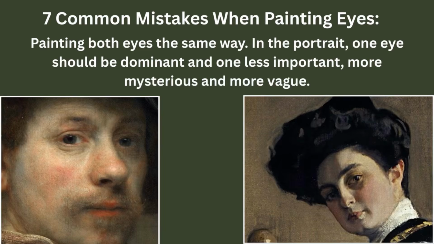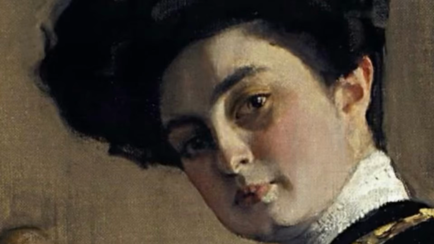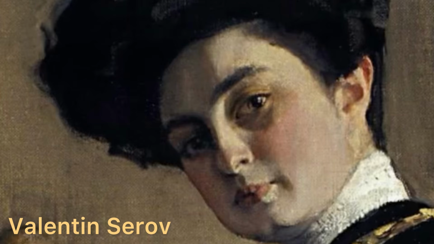And lastly, mistake number 7, equal intensity in both eyes. Not all eyes are created equal, at least not in the painting. In most portraits, only one eye should dominate, usually the one in light or closest to the viewer. The other should be painted with more vagueness, softness, and mystery. This establishes spatial depth and reinforces the direction of light.